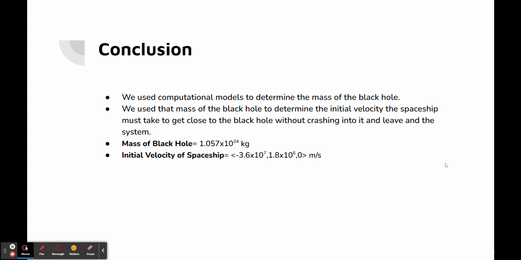So a conclusion is that we use the computational model to determine the mass of the black hole. We use that mass of the black hole to determine the initial velocity of the spaceship and how much time it takes for that spaceship to get close to the black hole without crashing into it. And so here are two main calculations that we found: the mass of the black hole being 1.057 times 10 to the 34 kilograms, and our initial velocity of the spaceship is negative 3.6 times 10 to the 7, 1.8 times 10 to the 6, 0 meters per second.